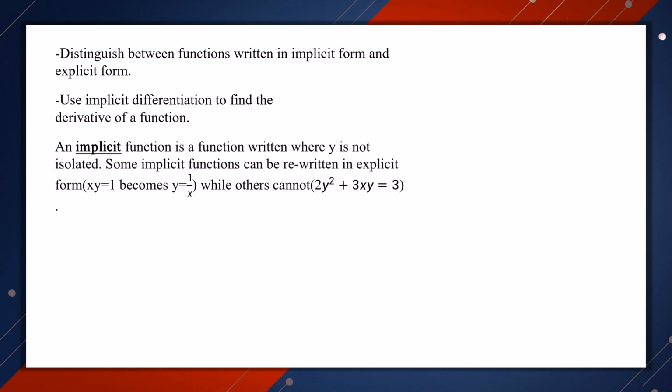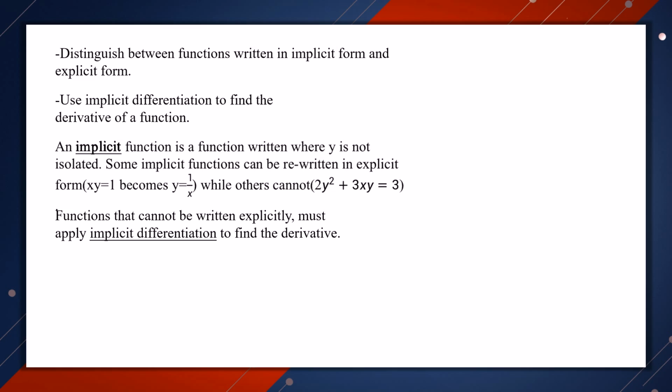The example is xy equal to 1 becomes y equal to 1 over x, while others cannot. The example is 2y to the power of 2 plus 3 times x times y equal to 3. Functions that cannot be written explicitly must apply implicit differentiation to find the derivative.